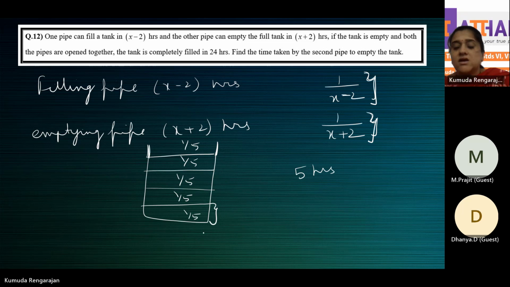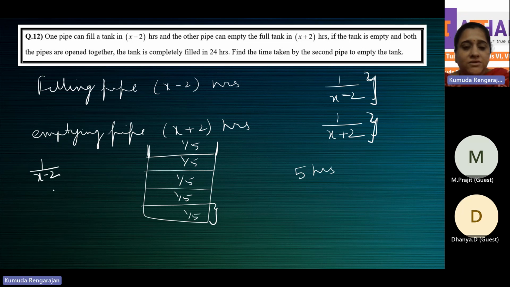Correct? So similarly, if it takes X minus 2 hours, this is the fraction of the tank filled in 1 hour. This is the fraction of the tank emptied in 1 hour.